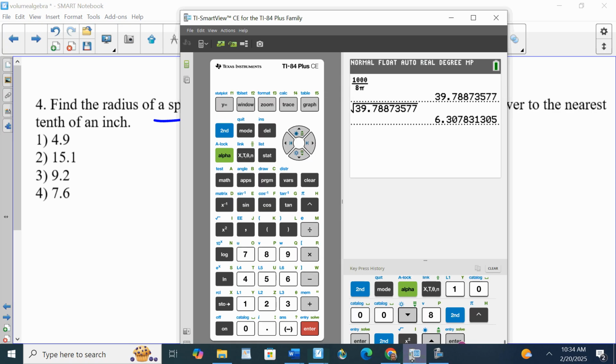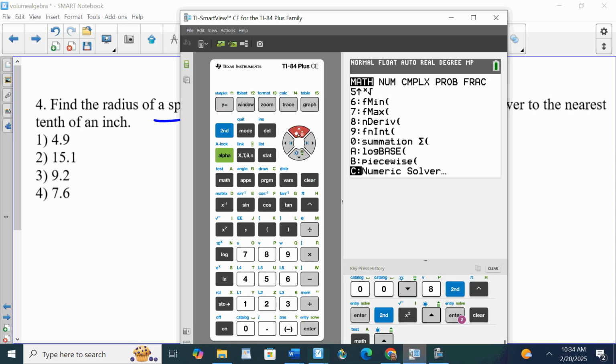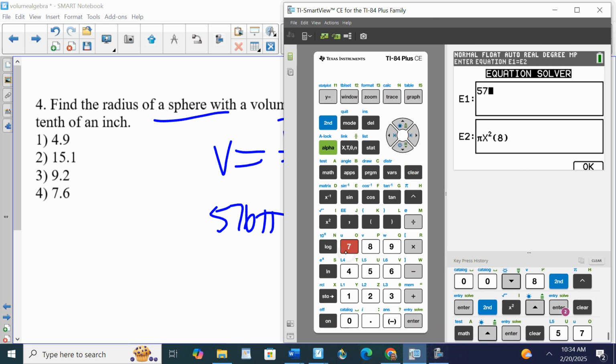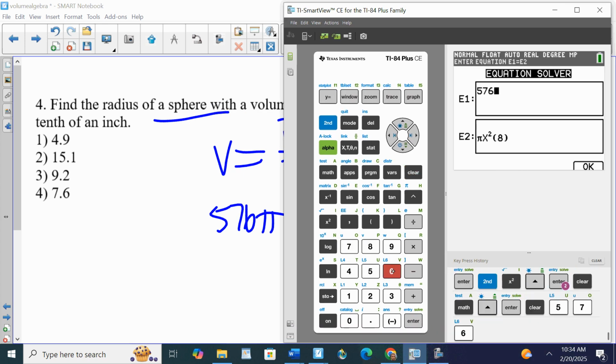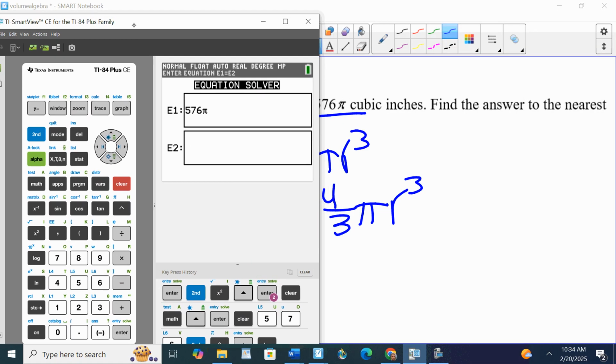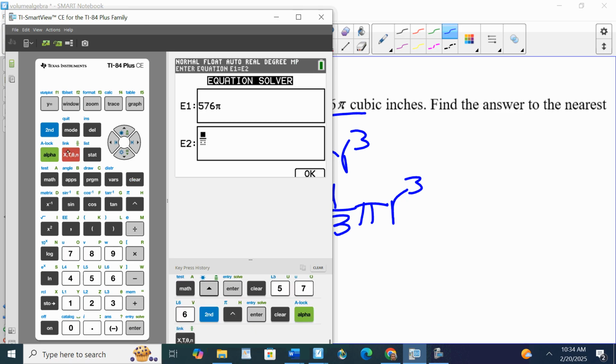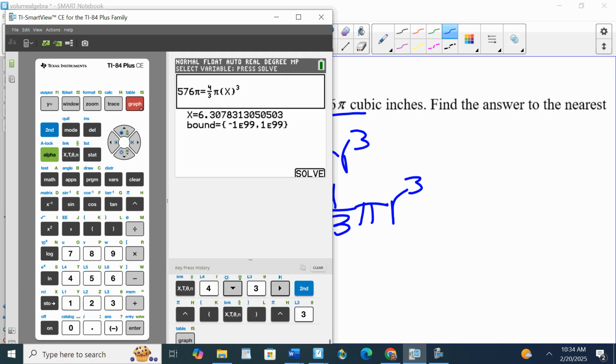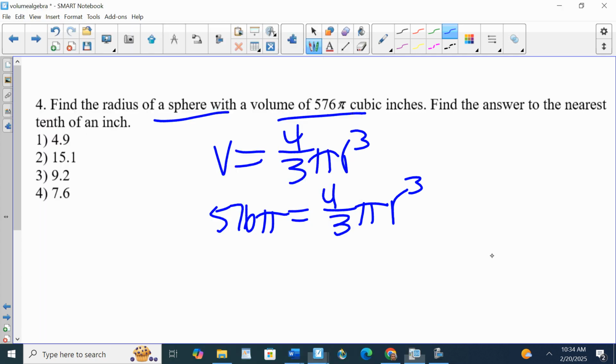So let's use the equation solver. Math up. Enter. The left-hand side is 576 pi. The right-hand side is 4/3 pi r cubed. 4/3 pi, instead of r, I'll do x cubed. Okay, let's put a 10 in there. Solve. To the nearest tenth, 7.6.